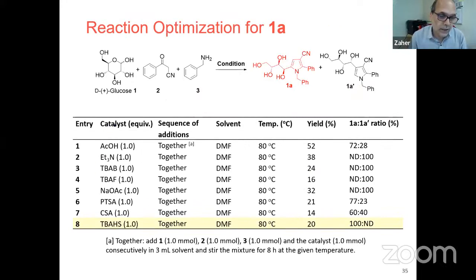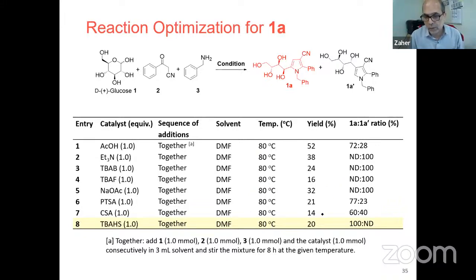So we screened different types of catalysts, including acids and bases, as you can see here. We took acetic acid, triethylamine, tetrabutyl ammonium bromide, tetrabutyl ammonium fluoride, sodium acetate, and para-toluene sulfonic acid. This is camphor sulfonic acid, tetrabutyl ammonium hydrogen sulfate. We kept the reaction conditions, the solvent, and the temperature the same, and here are the yields that we obtained.